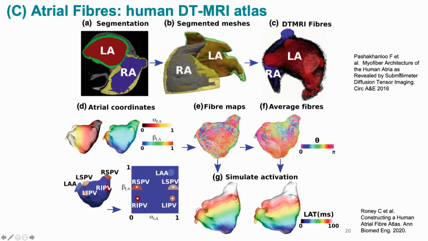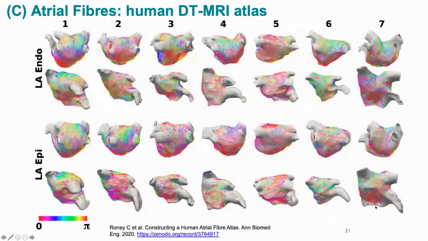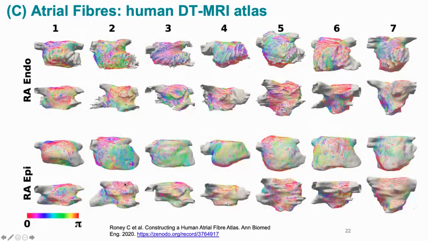really nice data set from Natalia Trayanova's group and Elliot Murphy's group, and it has human ex vivo DT-MRI data for the atria, and we put all of these data sets into the atrial coordinates and registered them together. And you can see the 7 different data sets here. So you've got the left atrial endocardial surfaces at the top and the epicardial surfaces at the bottom. And we've got the equivalent for the right atrium as well. And you can see there's quite a lot of variability between these 7 cases.